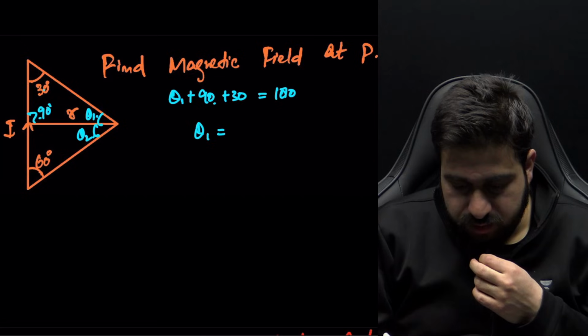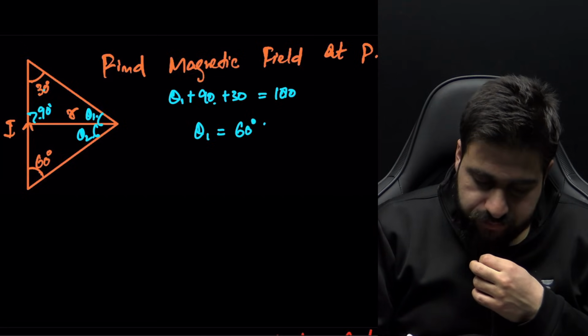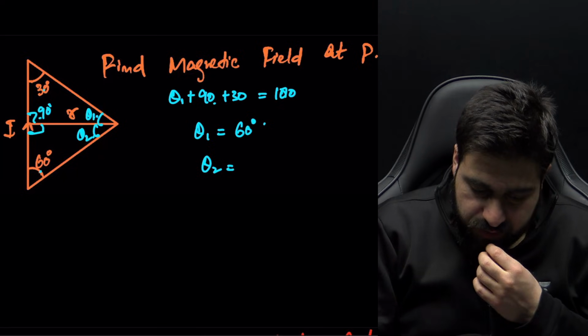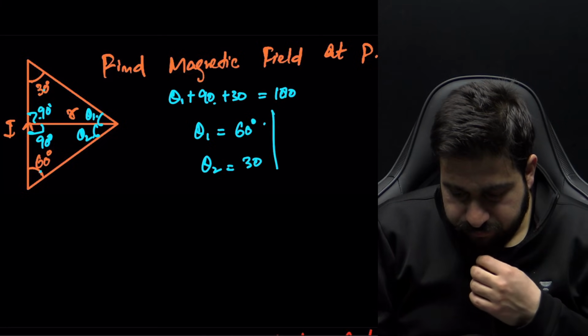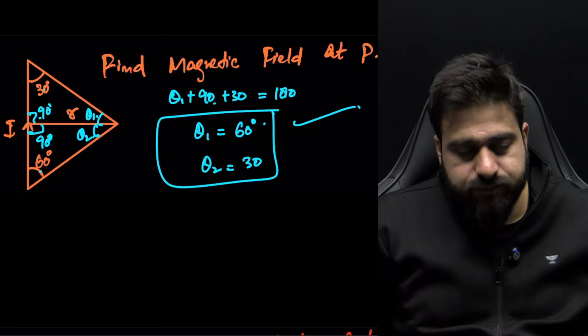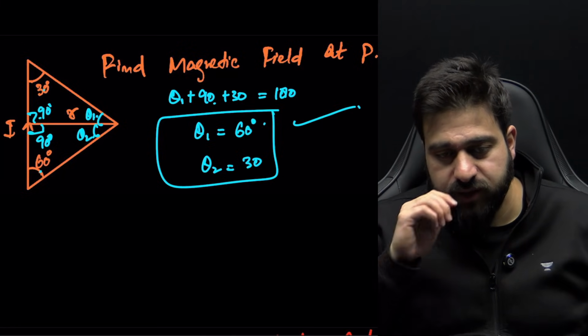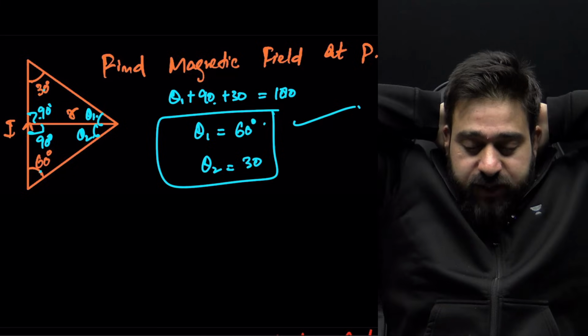So theta 1 in this particular case will be simply 60. And theta 2 will be similar. If this is 60, this is 90, so what will this be? This will be 30. Now you have got this one. Now you can apply that formula: mu naught I by 4 pi r, sine of theta 1 plus sine of theta 2.